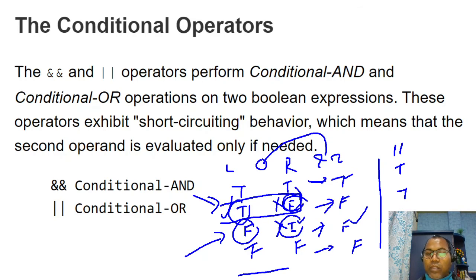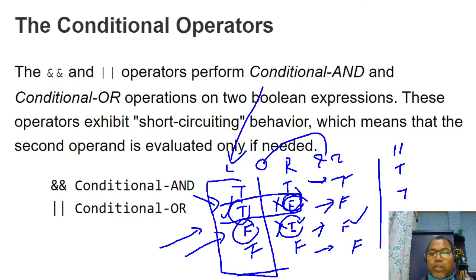So why is this short circuit? Because it depends upon the first operand. If the first operand result is true, then in the case of the OR operator, they are not going to evaluate the next one. Any true is true. But in the case of the AND operator, if the first is evaluated as false, then they skip the next evaluation. Due to skipping the next evaluation, it is known as short circuit.